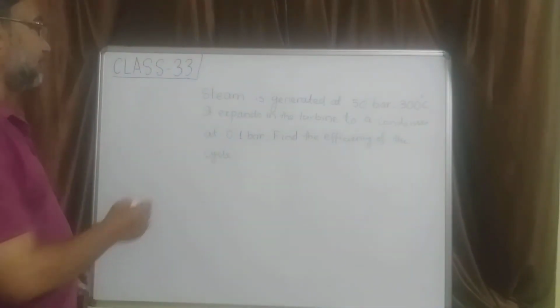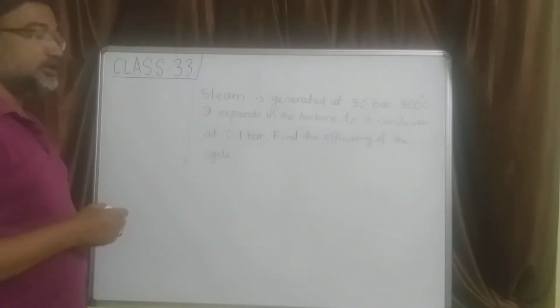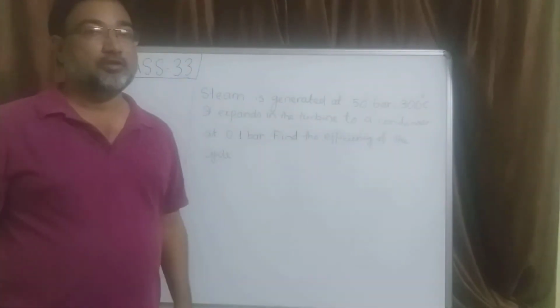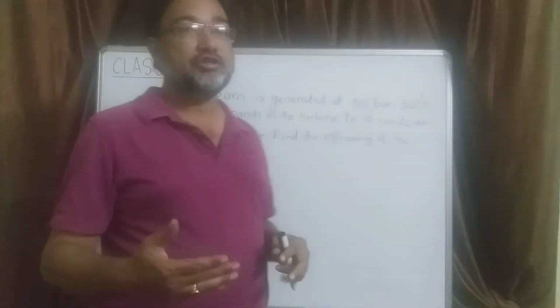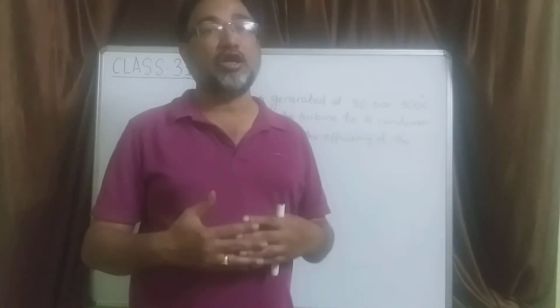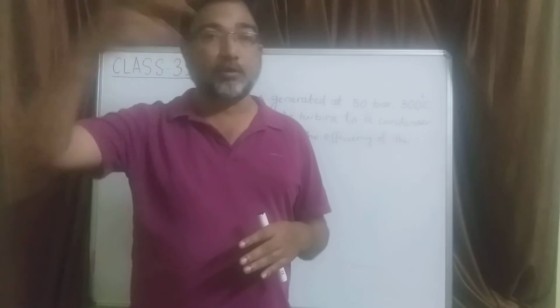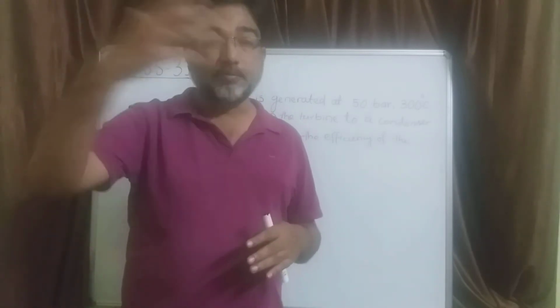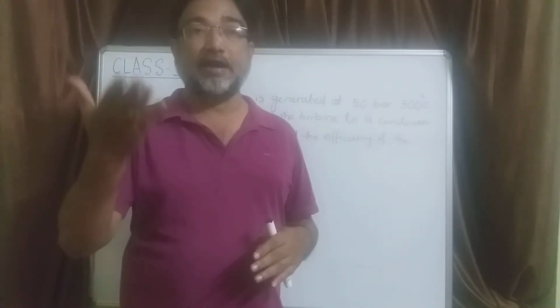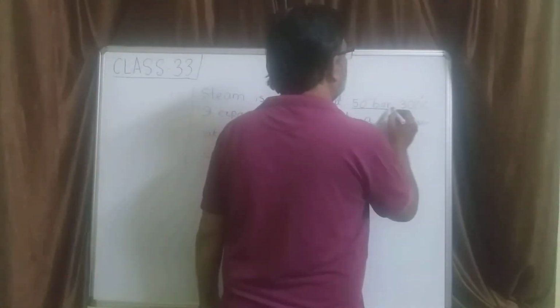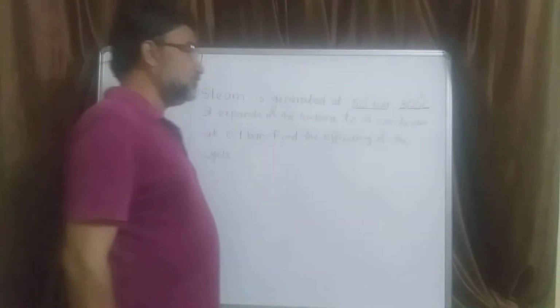Now this is a simple problem. The boiler generates steam at what condition? It generates steam at 50 bar and 300 degree centigrade. So generate steam means which point it is talking about? It is talking about point 2. Point 2 is the exit of the boiler. The steam comes out of the boiler at point 2 or at condition 2. What is condition 2? Condition 2 is 50 bar and 300 degree centigrade.